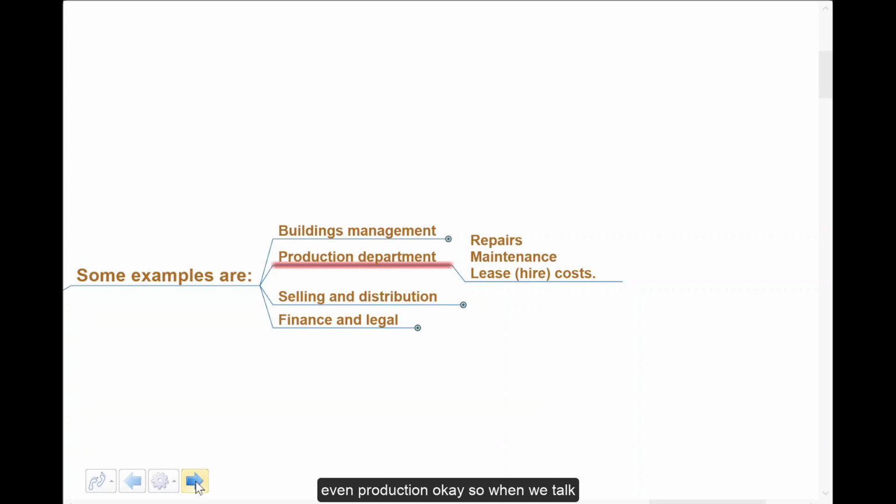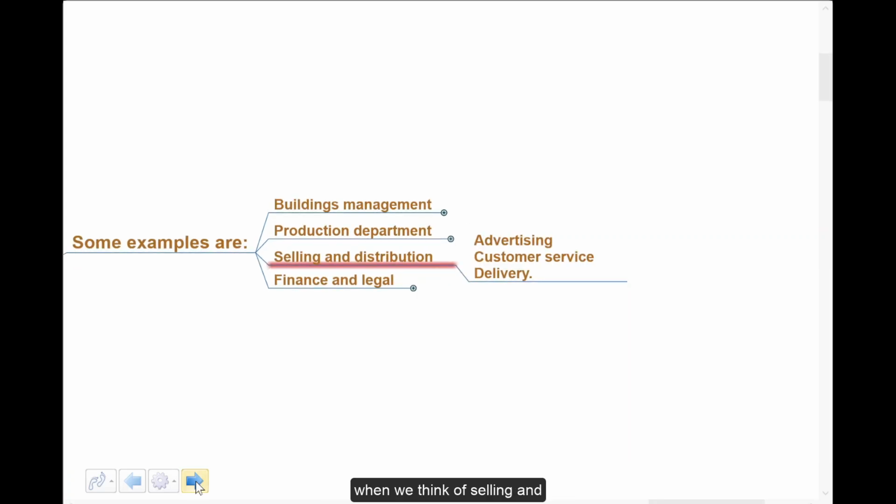Production. When we talk about production, let's say we're manufacturing product A, clearly areas such as repairs to machinery, maintenance of machinery, or possibly the lease or hire costs relating to machinery that is used in production. Outside of that, when we think of selling and distribution, obviously we're talking about things like advertising, perhaps marketing, some form of customer service unit, or indeed logistics and delivery of some kind.